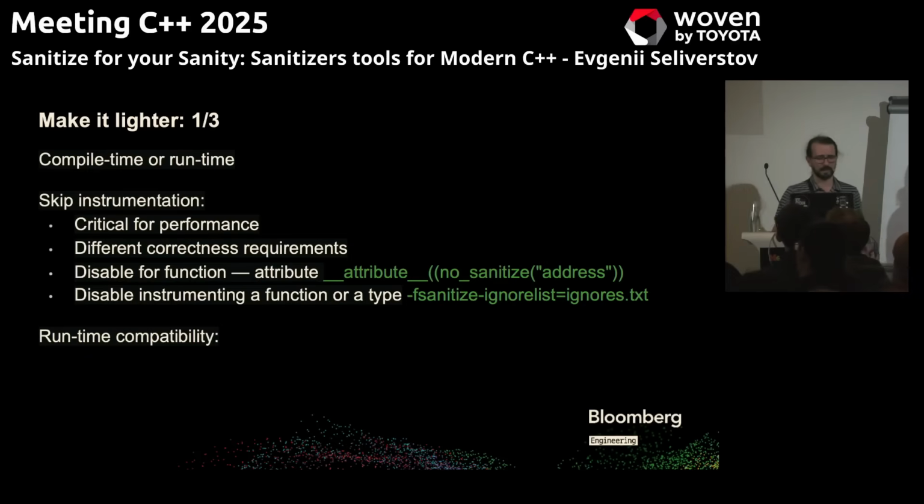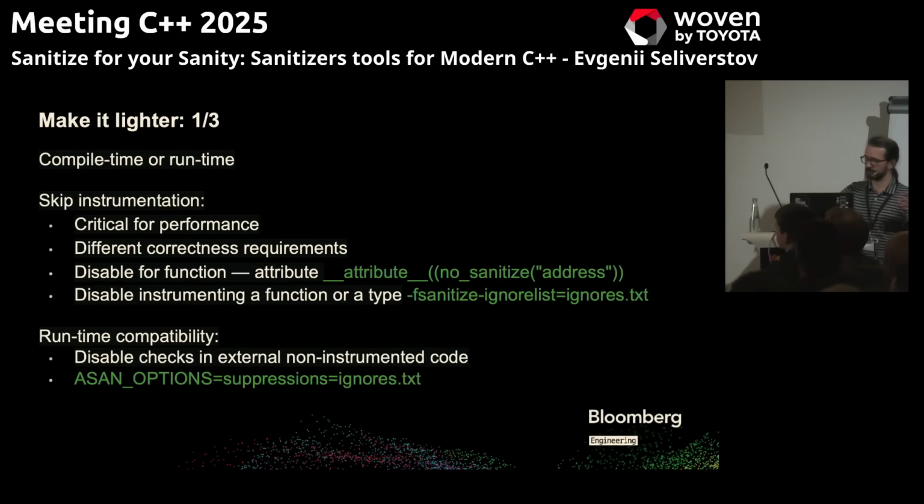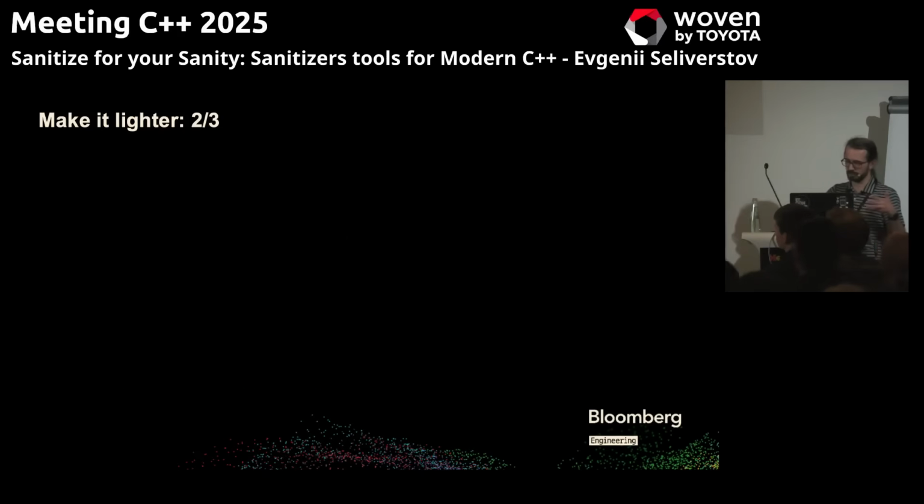Then at runtime, when we've got our program up and running, we can disable checks in external code, for example an external library like OpenSSL, whatever, any existing codec, by just telling it suppressions. It's an environment variable, so it doesn't affect instrumentation. It just ignores reports for a specific part of the code.